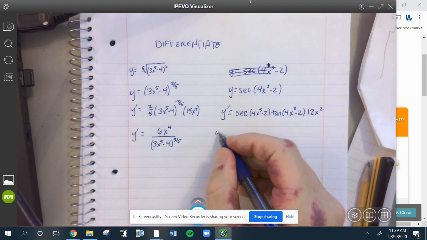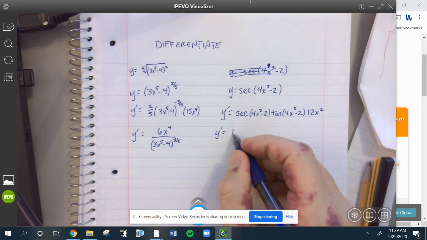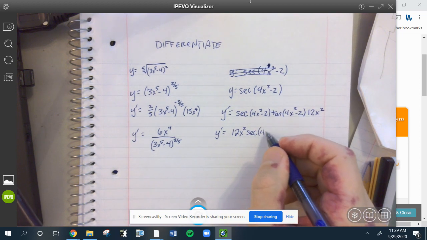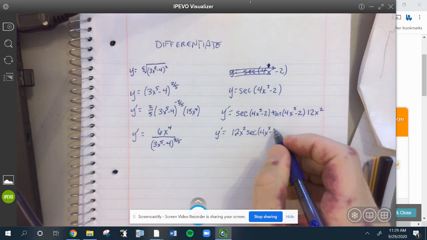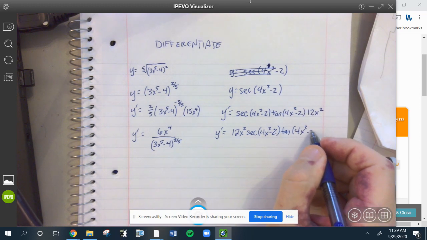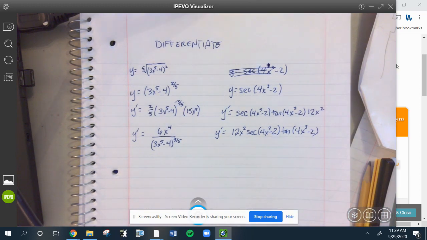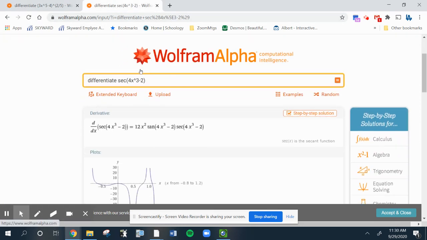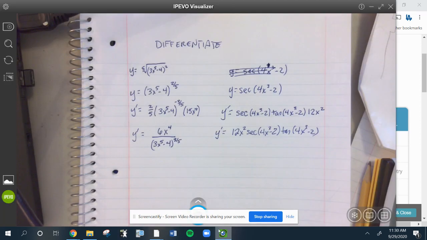So my final answer is going to be y prime equals 12x squared, secant 4x cubed minus 2, tangent 4x cubed minus 2. I also checked that on Wolfram Alpha. They just reverse the tangent and secant, but that's no problem. They're factors. So that looks good. One last thing I wanted to mention about this.